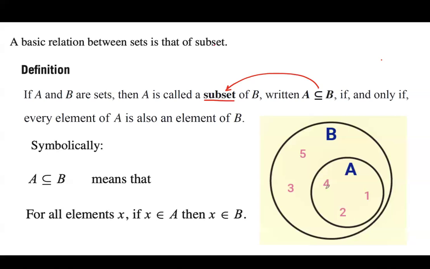Visually, take a look at this example. Set A includes 1, 2, 4, and set B, which is a larger set, includes 1, 2, 3, 4, and 5. So set B is a larger set, includes a smaller set, A. So A is a subset of B.